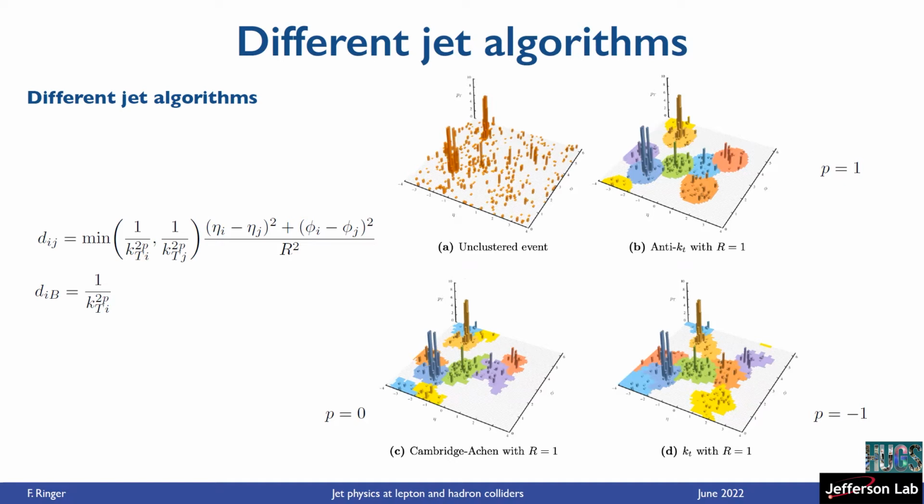And as you can see, I don't know how well you can see it from a distance, but I hope you can see that these things all look different, right? There are different associations of the particles depending on what algorithm you choose. For example, let's take this one here.